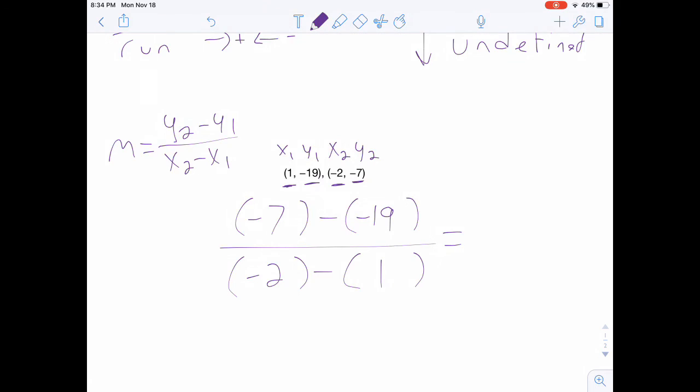I would type the numerator into my calculator, negative 7 minus negative 19, which is 12, negative 2 minus 1, which is negative 3, and I always look to simplify. 12 divided by negative 3 is negative 4, or negative 4 over 1. So that would be our slope there.